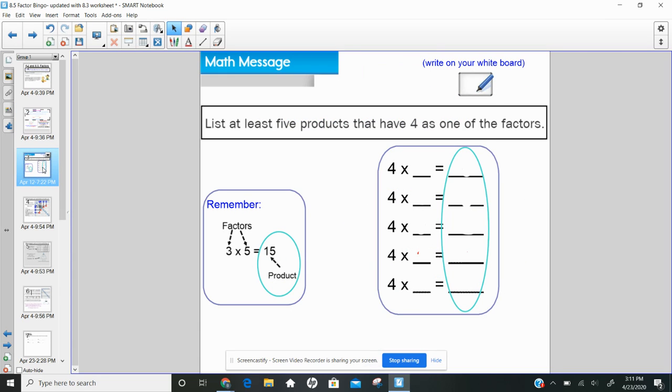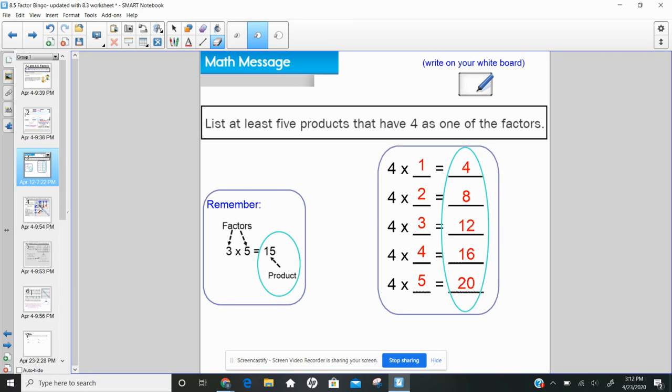And if we were doing this together live, this would have been your math message, where it would have said, list at least 5 products that have 4 as one of the factors. So we would have 4 here, and we could easily say, well, what if we just go in order? 4 times 1, 4 times 2, 4 times 3, 4 times 4, and 4 times 5. Well, 4 times 1 is 4. 4 times 2 is 8. 4 times 3 is 12. 4 times 4 is 16. 4 times 5 is 20. Right? So these are the products, and these are the factors that we multiply together to get the product.